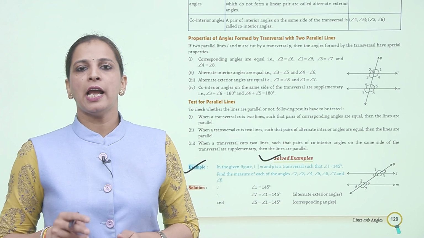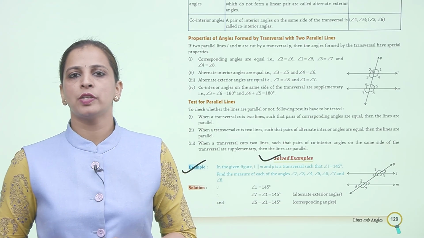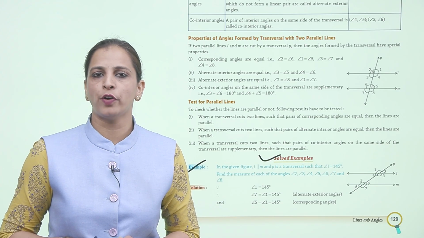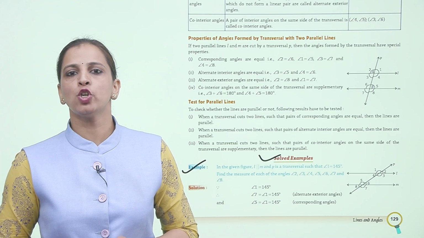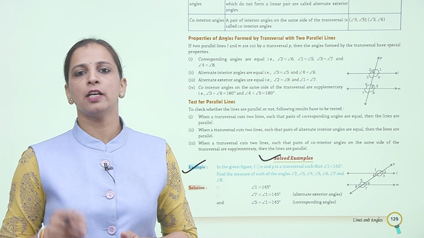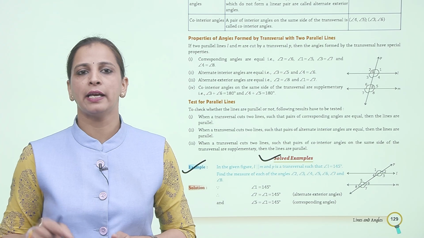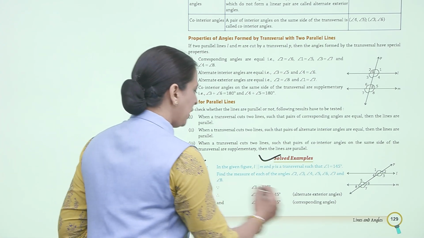In the given figure, L is parallel to M and P is the transversal such that angle 1 is equal to 145 degrees. Find the measure of each of the angles: angle 2, angle 3, angle 4, angle 5, angle 6, angle 7 and angle 8. Let us do the solution. What is given?